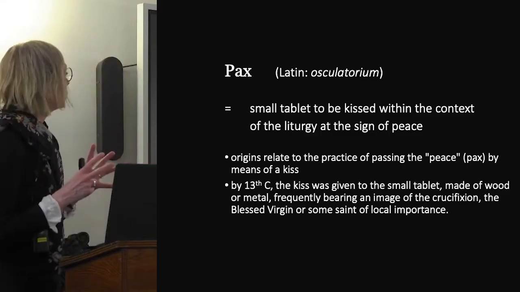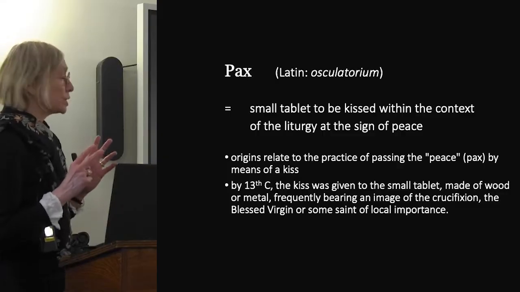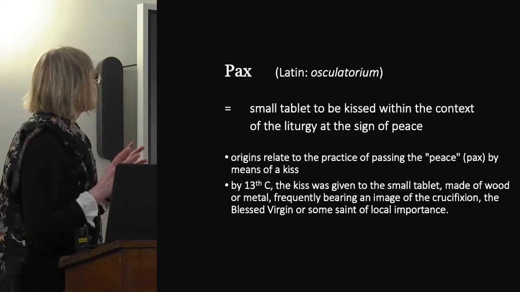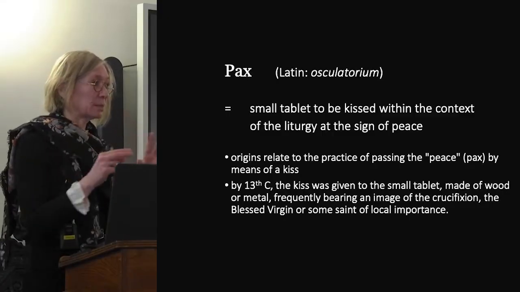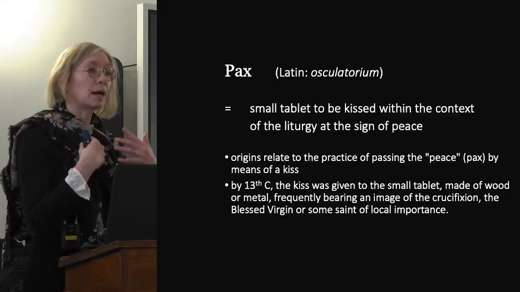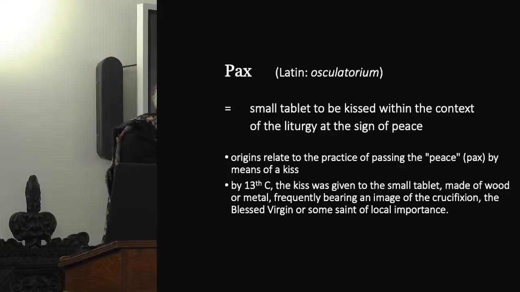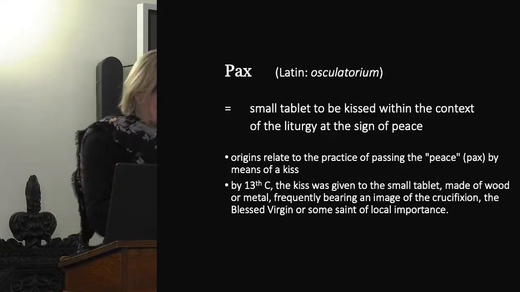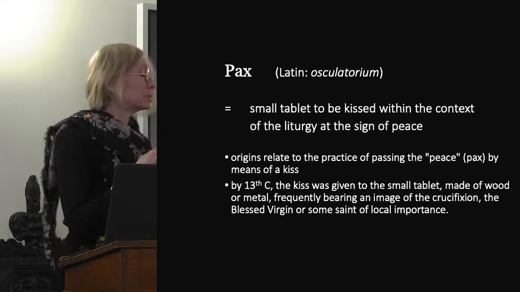as an object before, but the pax was a small tablet that was used within the liturgy that was to be kissed at the sign of the peace in the service. So an altar server would present it to the priest, who would kiss it first, and then it would be wiped clean very dutifully, and then passed for others to kiss.